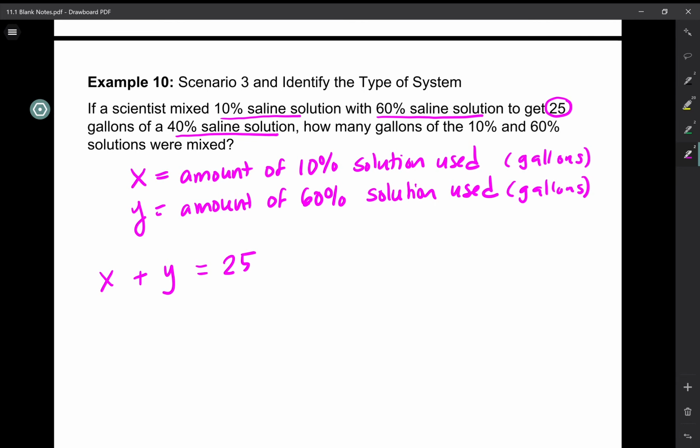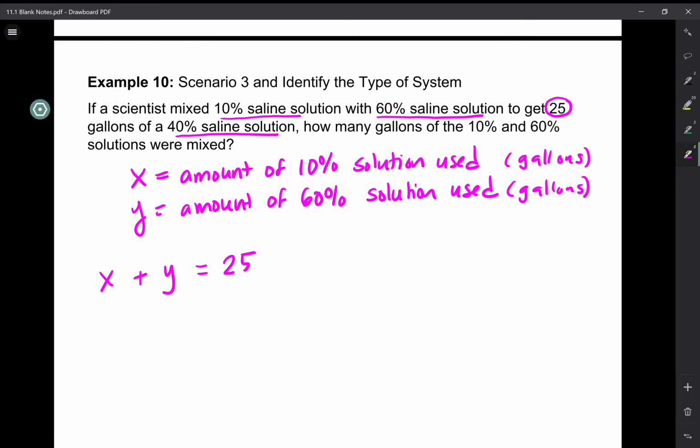Well, for our amount in X, if we had 100 gallons, 10% of it would be saline. So of that 100 gallons, 10 gallons would be saline. How did I get that? Well, I took 10% of 100, right? If I have 100 gallons of solution, 10% is saline. I take 10% of 100, and that's how much saline I have.